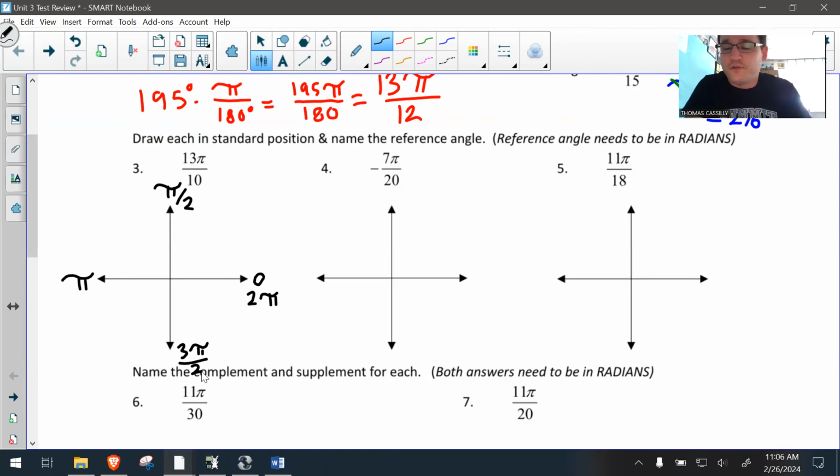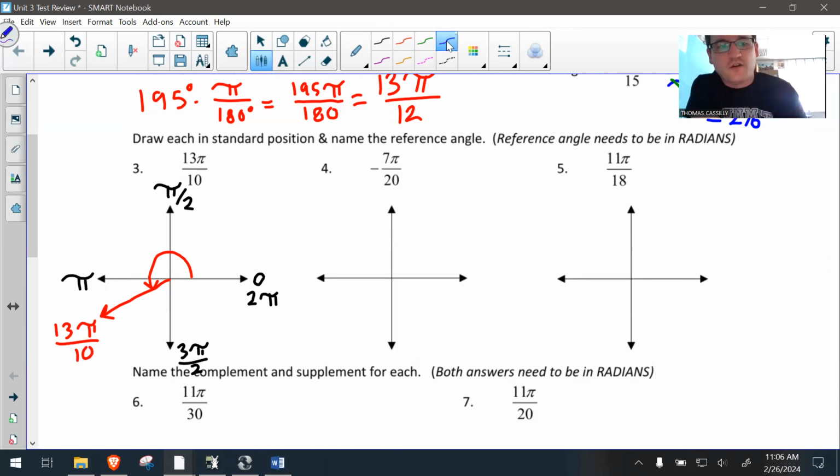Now, if you think about it, 13 pi over 10, that's bigger than 1, right? That's 1 3/10. So we know our angle is going to be somewhere down in Q3. It's a little bit more than 1 pi. So this is 13 pi over 10, right? It's not 1.5, so that's why it's in quadrant 3. It's not 15 pi over 10, it's 13 pi over 10.